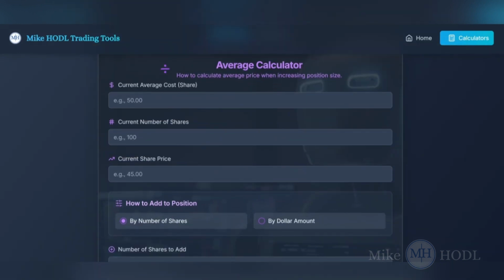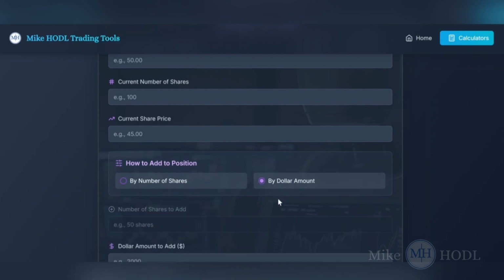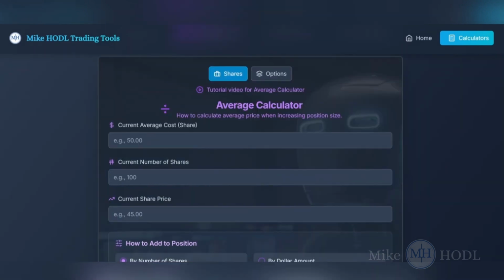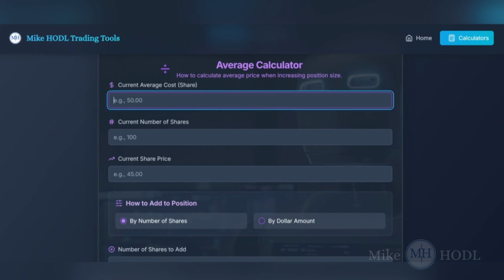Here you will have three fields of entry. You will have a selection on how you want to add to the position, either by shares or by dollar amount. Then you will have the option to put in how many shares you want to add, or if you select dollar amount, it'll ask how much in dollars do you want to add to this position. So first entry field is the current average cost per share. The next field is current number of shares. The last field will be the current share price. Let's go ahead and put some values in for this example.